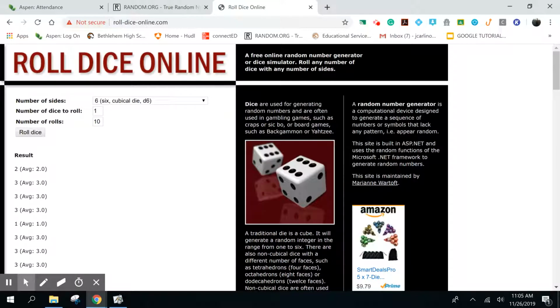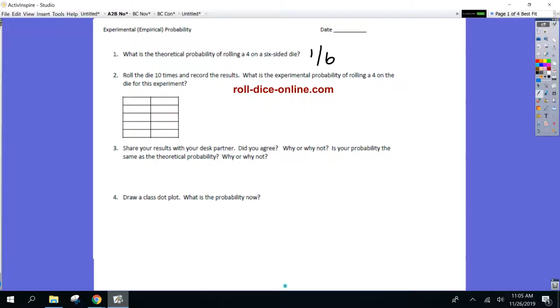Okay, so once you get there, you're going to make sure you have a 6-sided die. You're going to roll it once, 10 times. Okay, 6-sided die, number of dice to roll, just 1 die, and then you're going to do it 10 times for me, so you can hit everyone roll dice. And in that chart that I have for you here, you're going to write what numbers came up all 10 times. All right, so write what numbers came up on your own, not mine, not the person next to you, on your own.